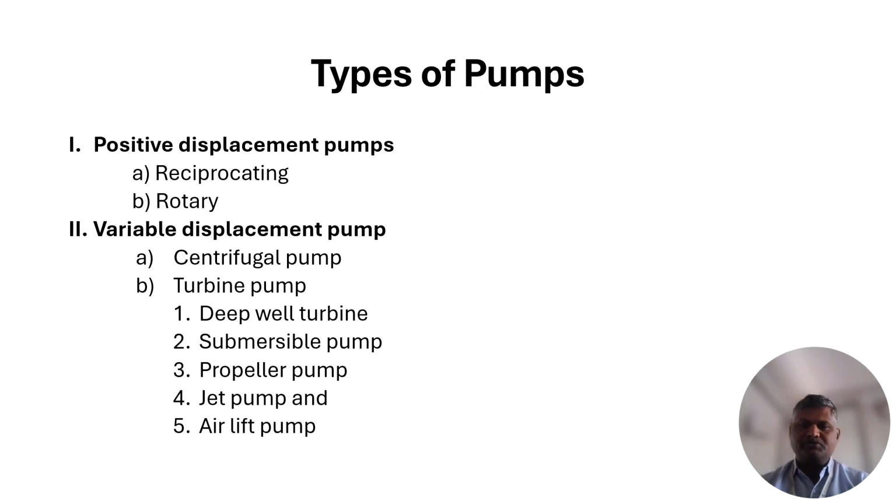The types of pumps are categorized into two categories. One is positive displacement pumps, and the second one is variable displacement pumps. Positive displacement pumps provide the discharge with a constant discharge rate, even though the head varies. The head is nothing but the suction head and the delivery head, which together make the total head. The total head is the vertical height between the center of the delivery pipe and the suction water table. Based on that, the discharge rate is constant. That is called a positive displacement pump.